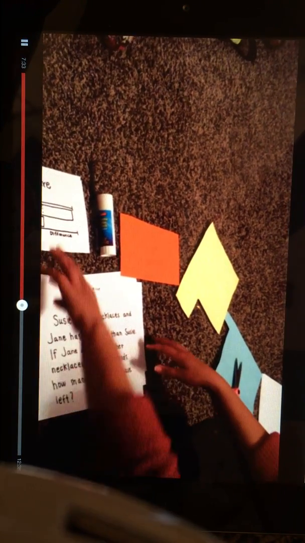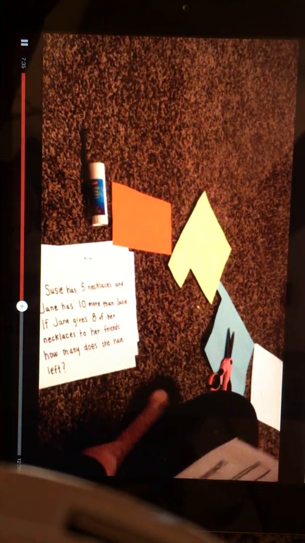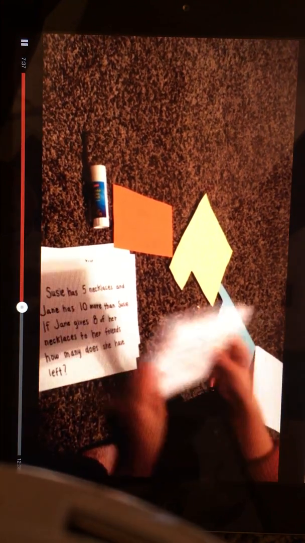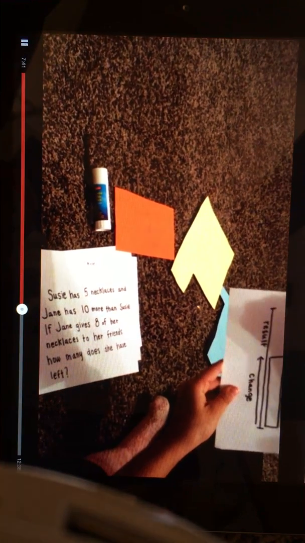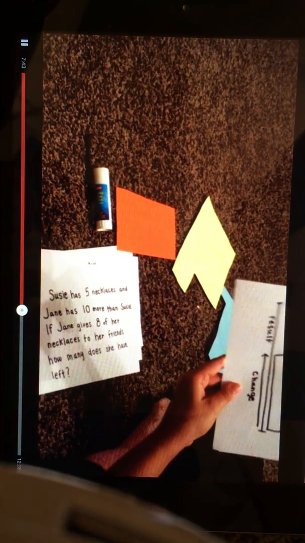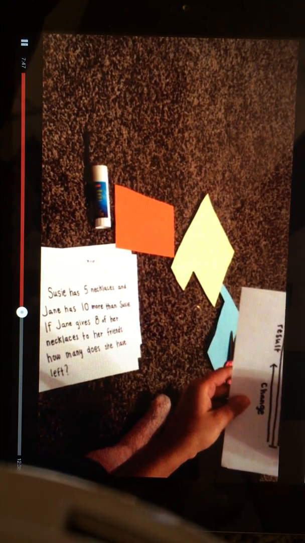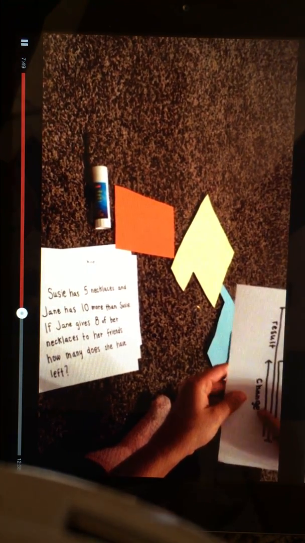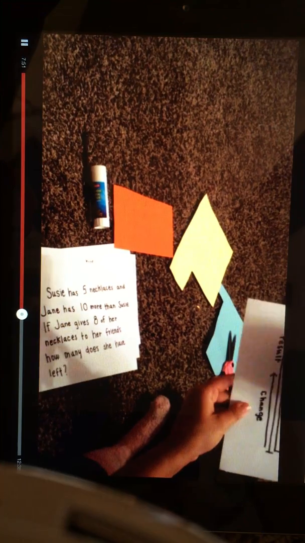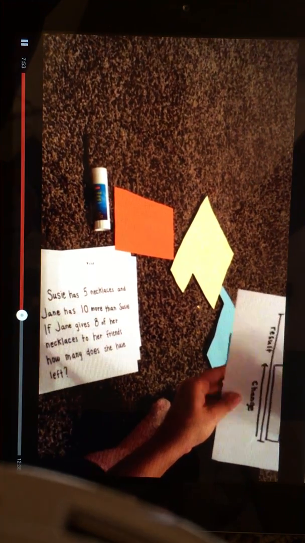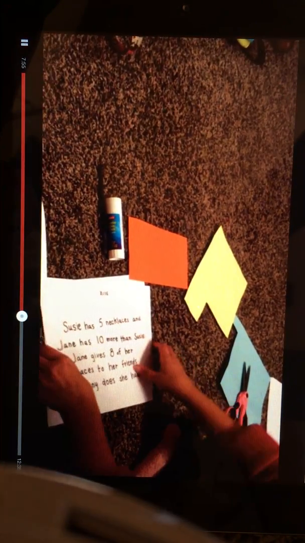So let's look at how we use a strip diagram to represent a separate problem type. And we have this right here. This long piece at the top is going to represent our start or a starting value. This length down here will be our change, and this empty space will be our result. So let's see if we can figure out what that looks like on our paper.